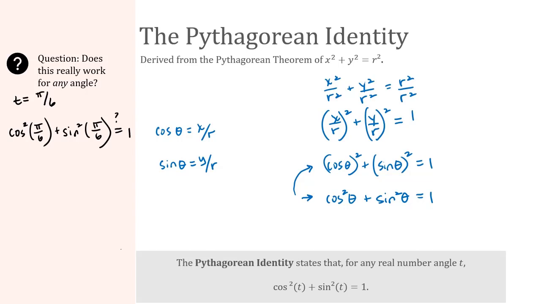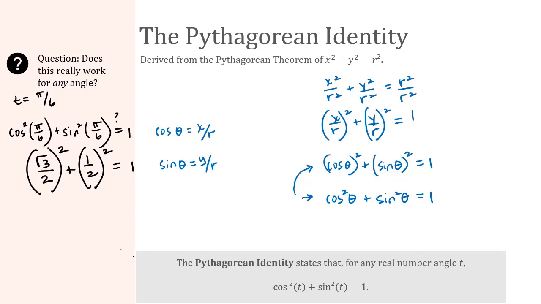So before I can square the cosine of pi over 6, I need to determine what the cosine of pi over 6 is. The cosine of pi over 6 I have memorized as the square root of 3 over 2. So I'm going to take that value and square it. And the sine of pi over 6 is 1/2. So I'm going to take that value and square it. And I want to determine, does that equal 1?